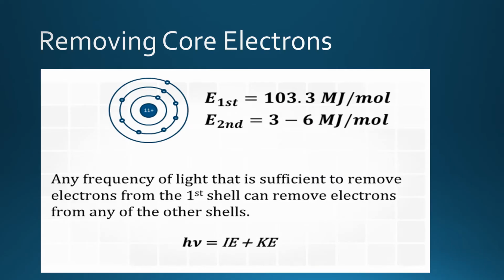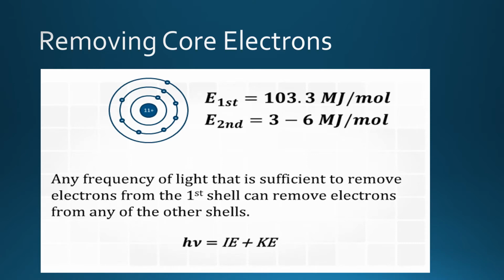So when you're removing those core electrons, okay, again, the core electrons are not the valence electrons. It takes a lot of energy. They're right near the nucleus. They're held on very tightly by that nucleus. So if you have enough energy in your light to remove a core electron, it's going to remove all the other electrons as well.